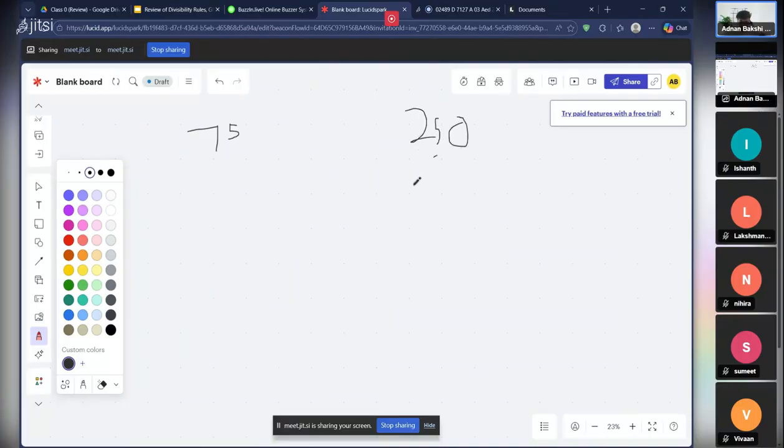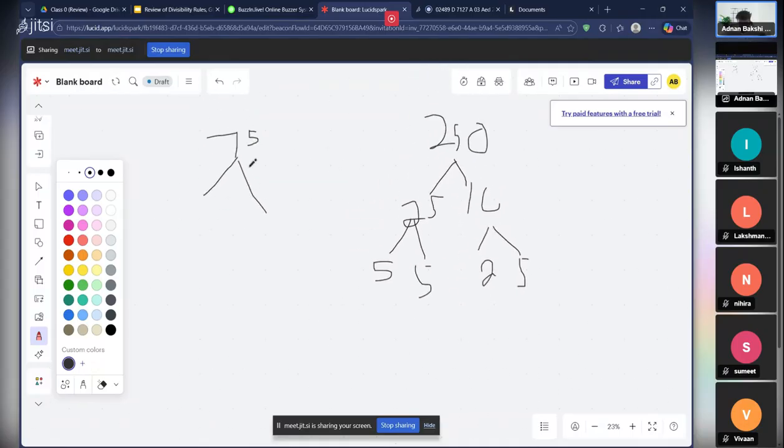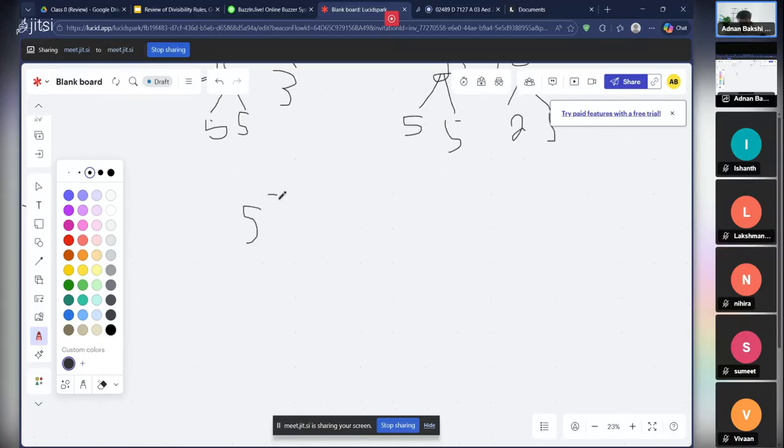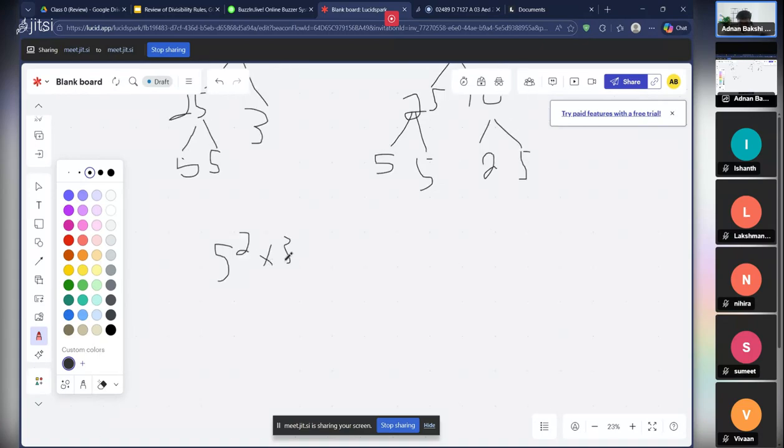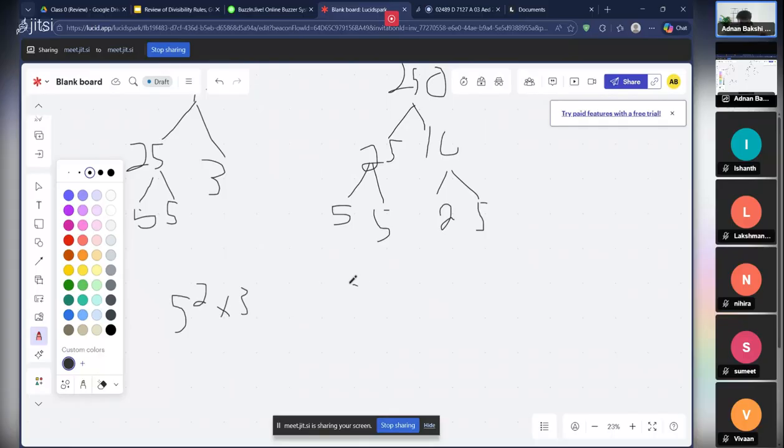Okay. So we know that 250 is 25 and 10. 10 is 2 and 5. This is just 5, 5. Here you have 25 and 3, which is just 5 and 5 again, and 3. So 5 squared times 3, that's 75. 250 would be 5 cubed times 2.